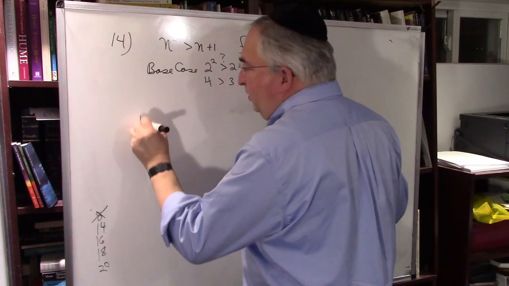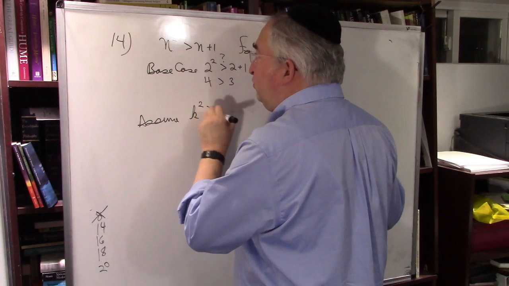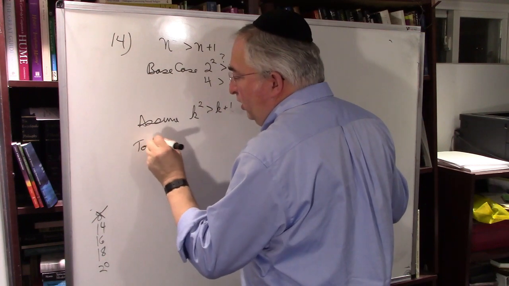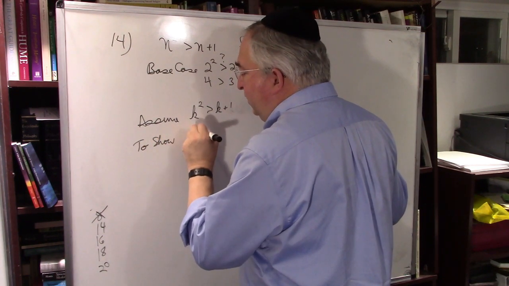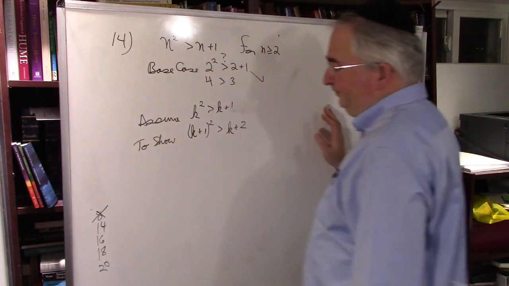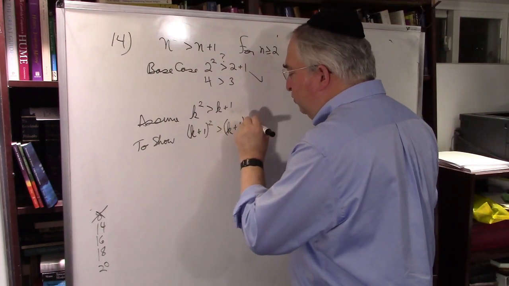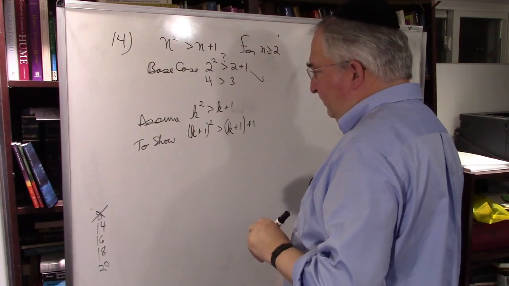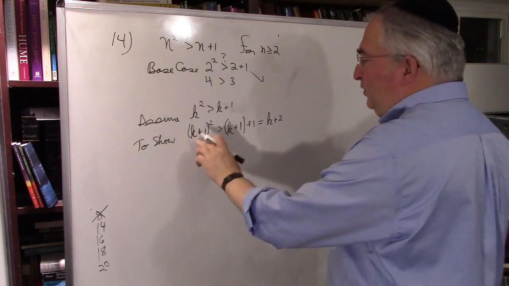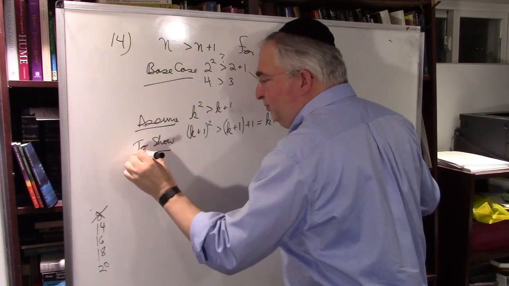Now, assume k squared is greater than k plus 1. To show k plus 1 squared is greater than k plus 2. Well, let me write that better. k plus 1 plus 1, that's k plus 2. Okay? So we want to show this is greater than that. Great. Now we actually show it. Step 1, step 2, step 3 to show.